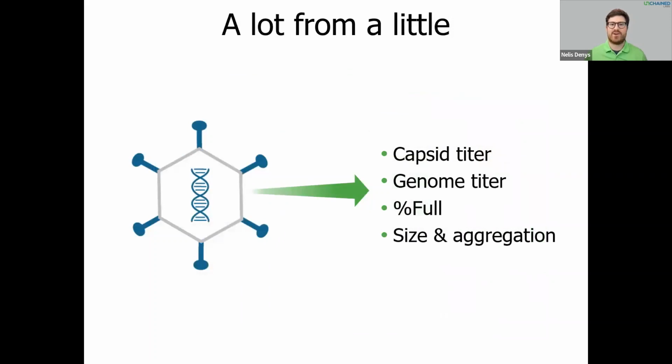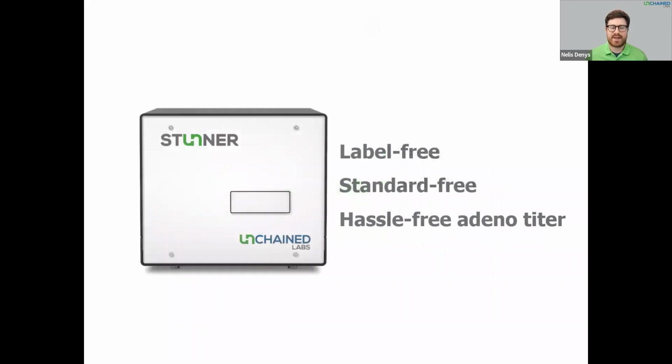So in the end, you get all of this: the capsid titer, the genome titer, the percent full, size and aggregation information from that 2 microliter sample in less than a minute. And that is how Stunner will deliver label-free, standard-free, and hassle-free adeno titers.